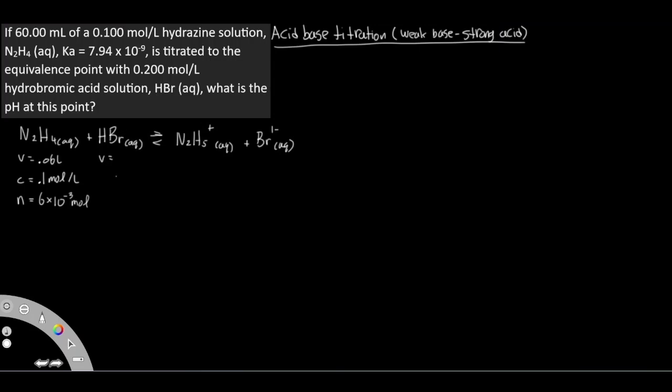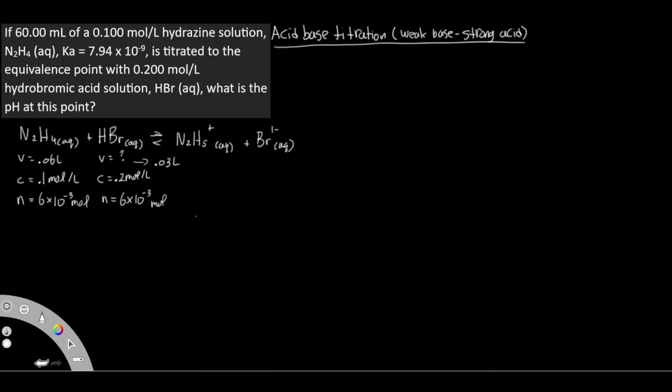For our HBr over here, our volume is going to be unknown. For our concentration, it's going to be 0.2 moles per liter. And of course, for the moles, has it hit the equivalence point? Yep, it's titrated to the equivalence point. So we just do the same value over here. So we could easily find our V. What does our V end up becoming? If you just isolate it in the formula of C is equal to n over V, the volume has to be 0.03 liters.